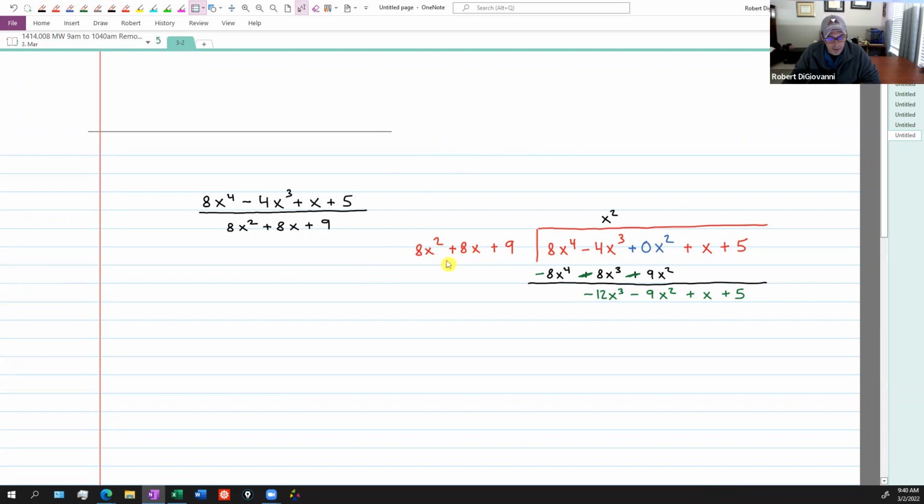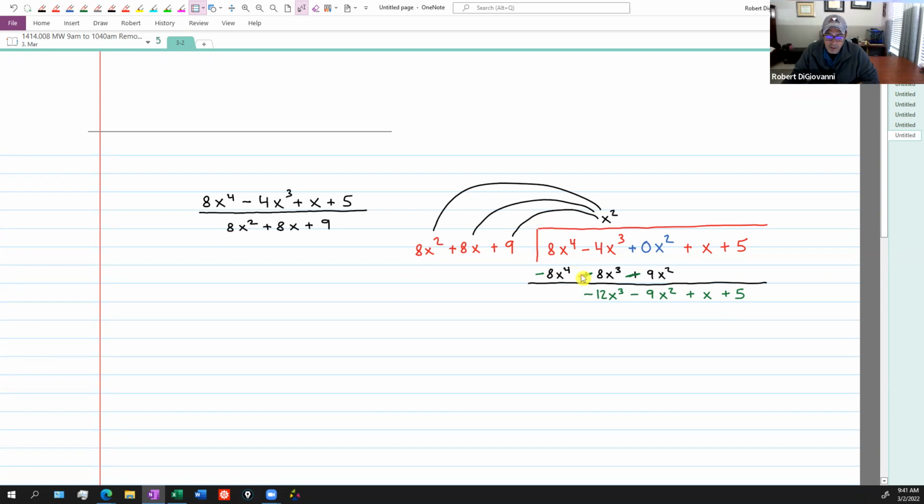And then the first step is to try and figure out what you multiply 8x squared by to become 8x to the 4th. Well, you already have the 8. So all you need is an x squared. So I put x squared here. And then I multiplied that x squared through. Here to here, that gave me the 8x to the 4th. Here to here, that gave me 8x cubed, positive. And then here to here gave me 9x squared. And I put that underneath that 0x squared.